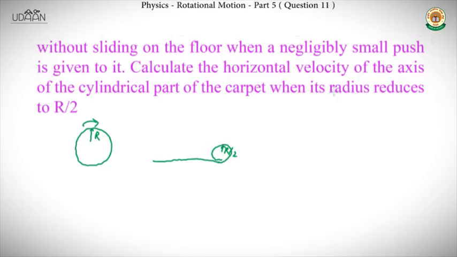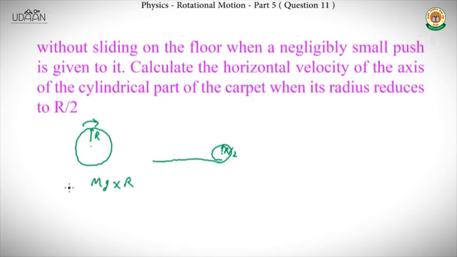How? As the carpet unrolls, its center of mass will start dropping. As the carpet unrolls, it will become smaller, and since it has reduced to r by 2, the height of the center of mass becomes r by 2, whereas initially it was r. So the height of the center of mass is falling. As the potential energy is lost, some kinetic energy is gained, since there is no work done on the carpet anywhere. So we find the initial potential energy of the carpet to be mg into r, where m is the mass of the carpet.